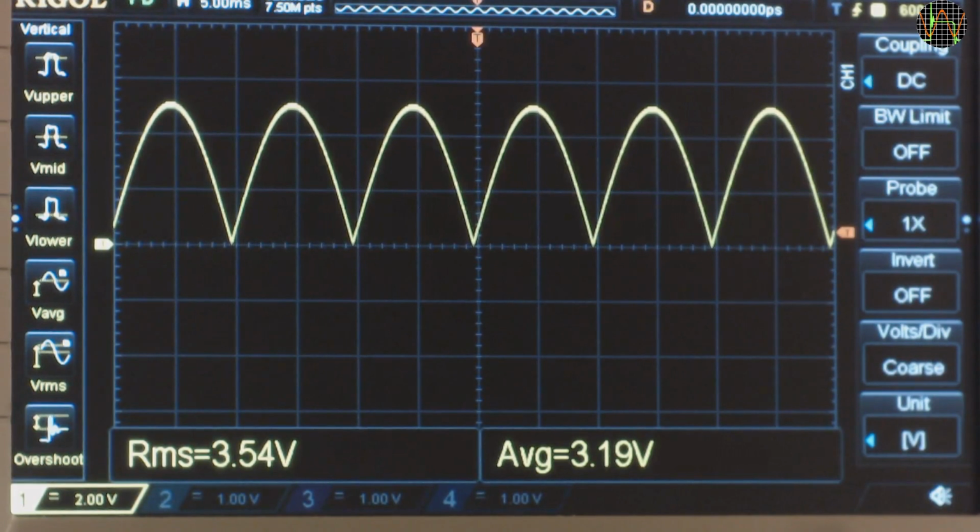Basically all the negative half waves are flipped upwards to the positive side, which also doubles the frequency. Note that my function generator was set to 5 volt amplitude, so in the previous cases where all the waves were symmetrically around 0 we had a V peak of 2.5 volts, but now V peak is 5 volts and we have a positive average of 3.19 volts and an RMS value of 3.54 volts.